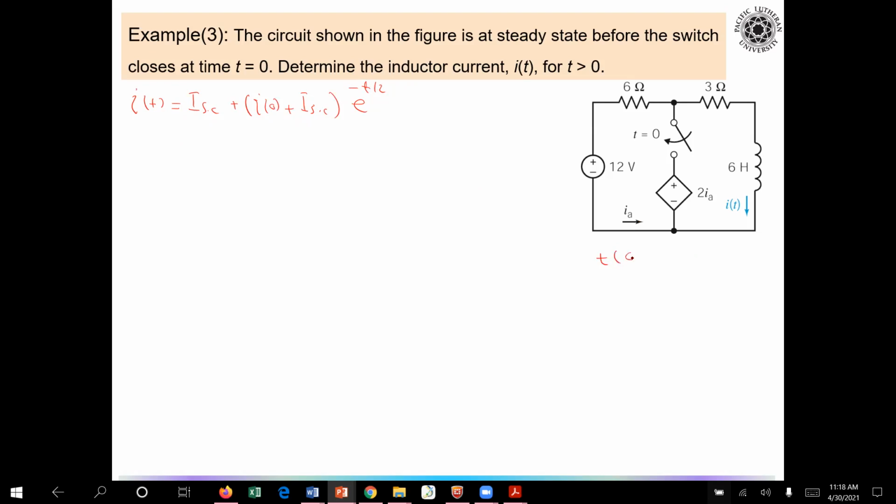Let's see, here is t equals 0 minus. Where is the switch? Before 0 minus, it was open. So my circuit looks like this: here are the resistors, here is the second resistor, and here is the short circuit for the inductor part. And here is the independent source, but in this case, open circuit. And here is the current that I am trying to find, with initial conditions. So we have 3 ohm, 6 ohm, and 12.